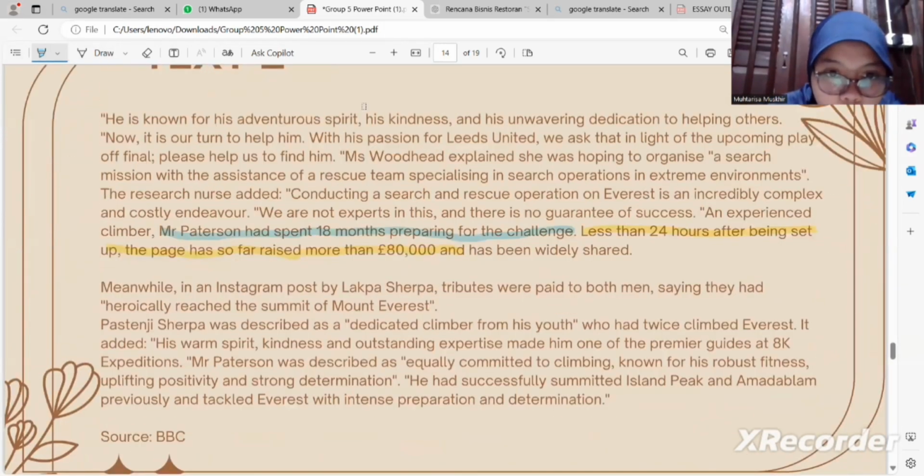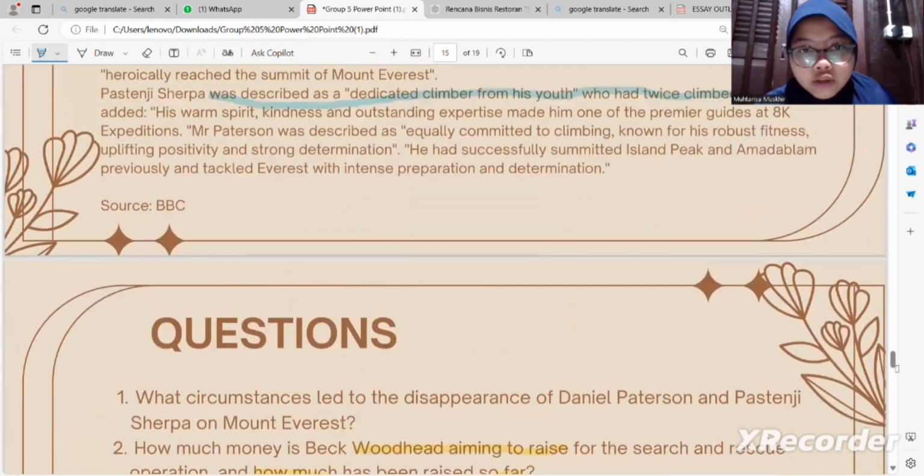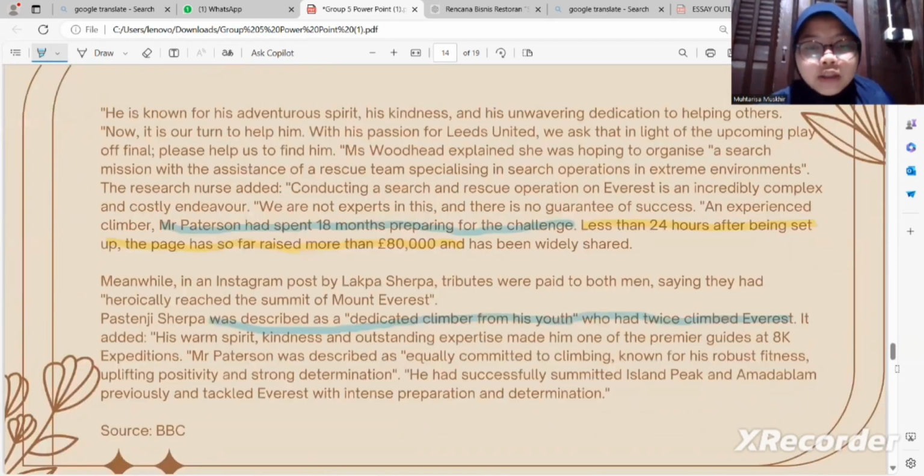While for Mr. Sherpa, he was described as a dedicated climber from his yacht who has twice climbed Everest. So the experience and background of both Daniel Patterson and Panji Sherpa: Mr. Patterson only spent 18 months preparing for the challenge, while Panji Sherpa is described as a dedicated climber from his yacht because he already climbed Everest twice.